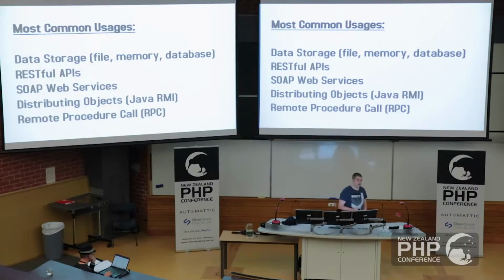The most common usages for serializing data are basically storage. You want to store an object, let's say in memory, in a database or in a file, so you will want to serialize it. Or you want to expose a REST API, so you expose your data as JSON or as XML. Or you want to use SOAP, if you are still using the SOAP protocol, to expose your objects. These are examples of data serialization.